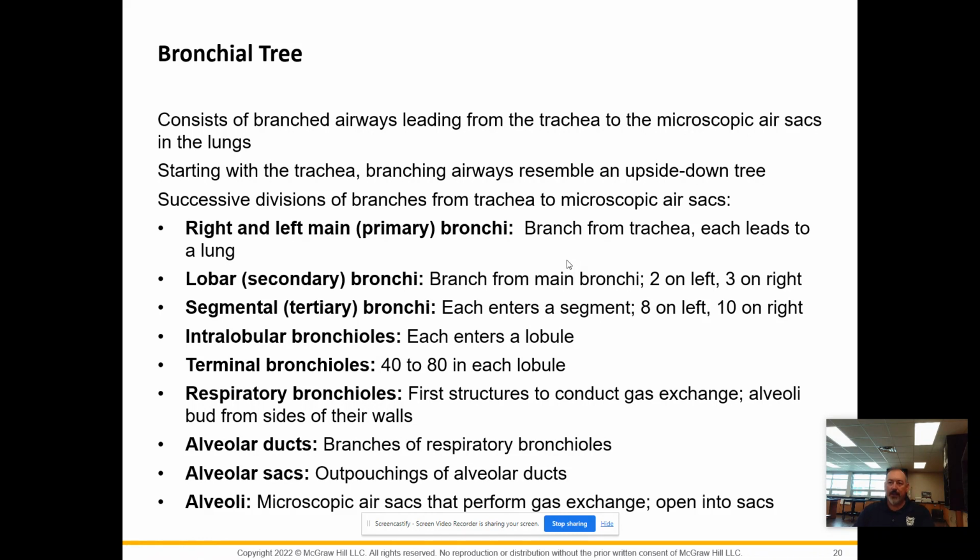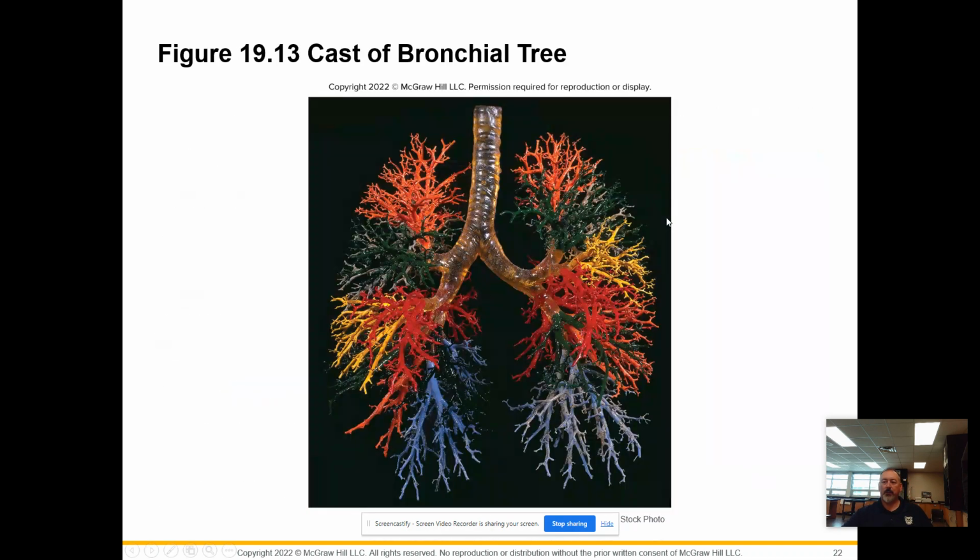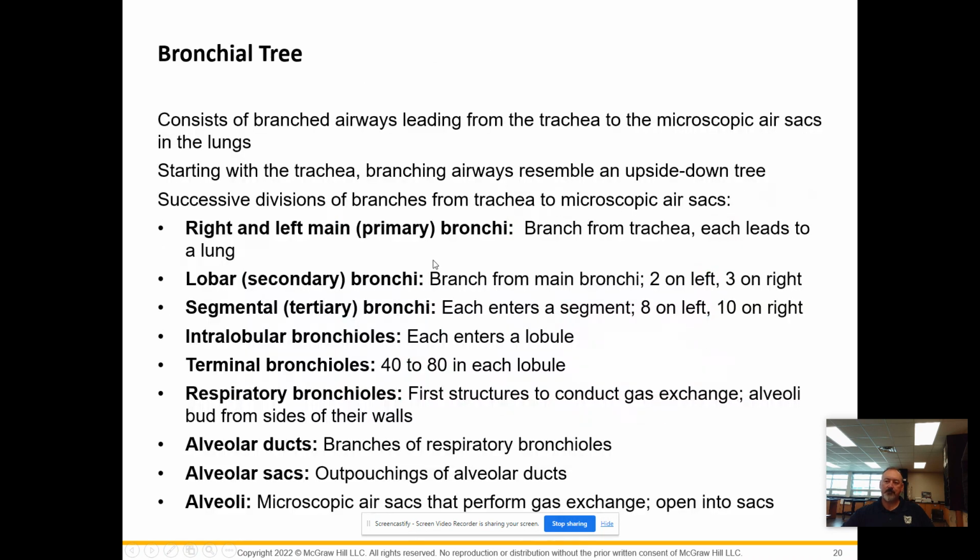All right, so the bronchial tree consists of branched airways leading from the trachea to the microscopic air sacs of the lungs. These are going to start with the trachea and they're going to branch and then kind of look like an upside down tree. So there's a pretty good image in your book. This is the image where it shows the bronchial tree. You can see trachea, the carina, right bronchus, left bronchus, superior lobar. So let's go ahead and get into those pieces.